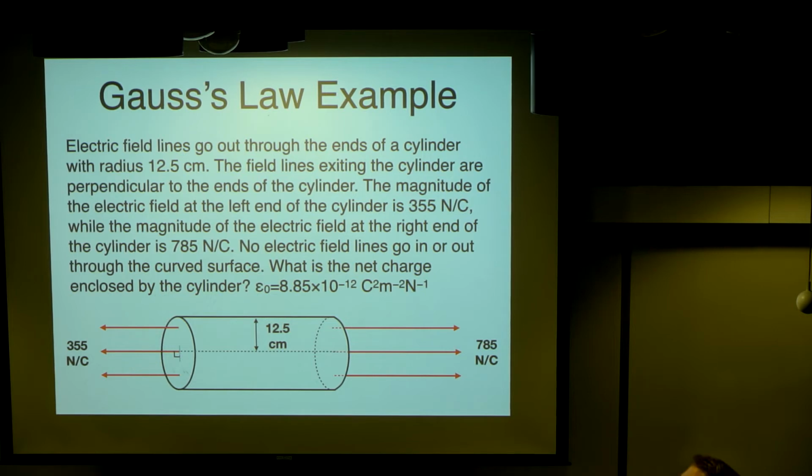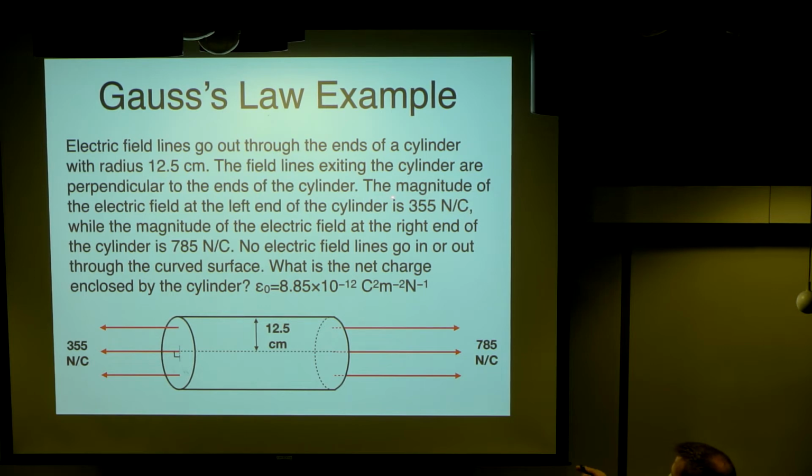All right, here's an example where we can use Gauss's law. What we have are electric field lines going out through the two ends of the cylinder, and the radius of that cylinder is 12.5 centimeters. The field lines exiting the cylinder are perpendicular to those endpoints, like this.